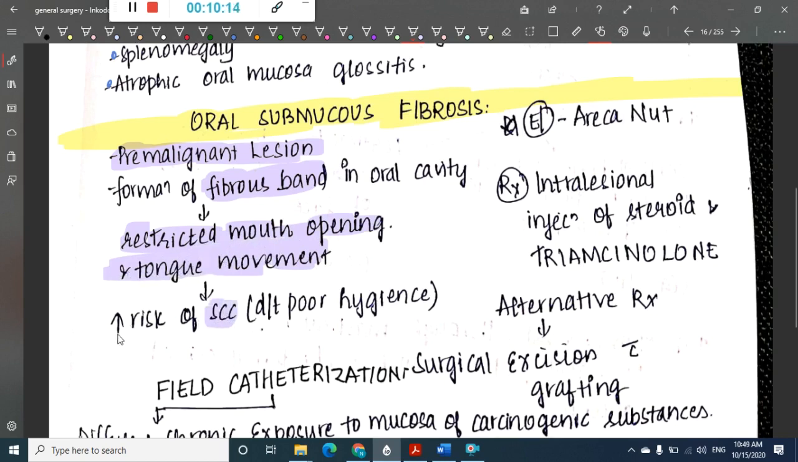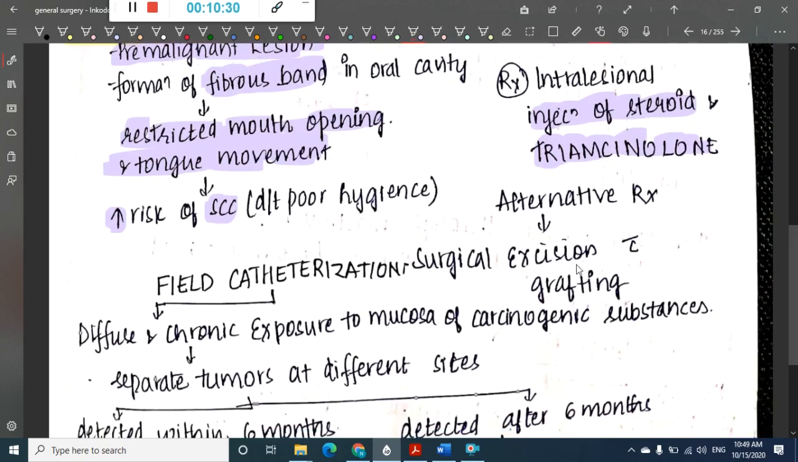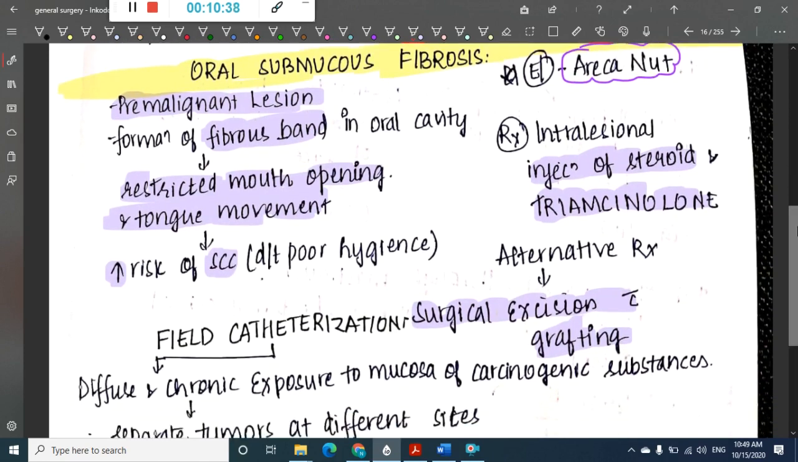Because of that, there is increased risk of squamous cell carcinoma. This mainly occurs due to areca nut chewing. It is associated with areca nut chewing. Here there is intralesional injection of steroid, triamcinolone, that should be done. The alternative treatment for this is surgical excision with grafting, which can also be done for this oral submucosal fibrosis, where you will see fibrous bands in the oral cavity.